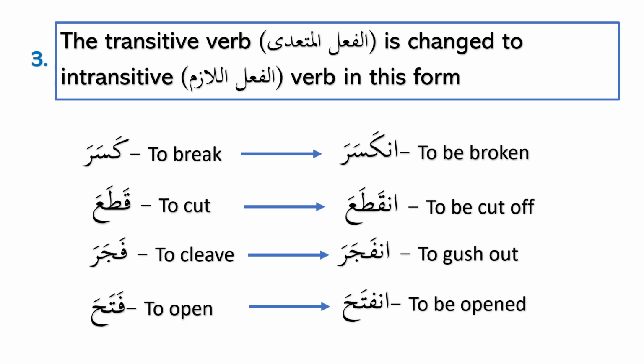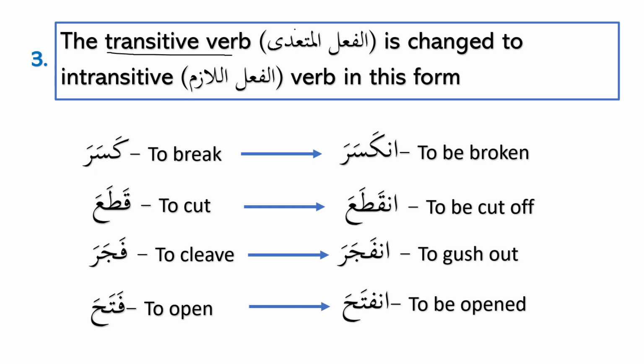And something very interesting here. You know, form number 2 and form number 4, what do they do? They make fi'l lazim into muta'addi. So if there is a verb that is intransitive, they change it to transitive. For example, nazala, he came down, but nazzala, he brought someone down. But in this verb form, what happens? It changes al-fi'l al-muta'addi, the transitive verb, into the intransitive verb, al-fi'l al-lazim.